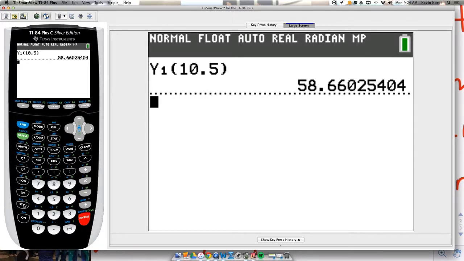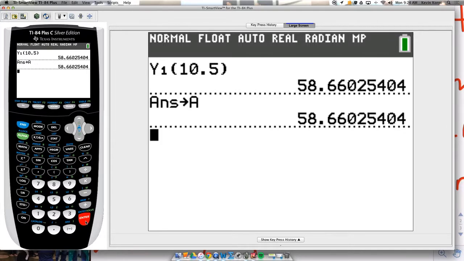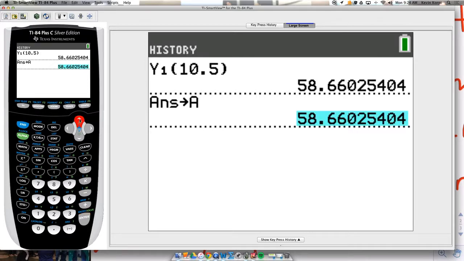If you think you need to use that again, hit store alpha A. And there it is with all the decimals stored, if you think you might need it. Now, is it going up or down? I don't know. Let's come back up here.